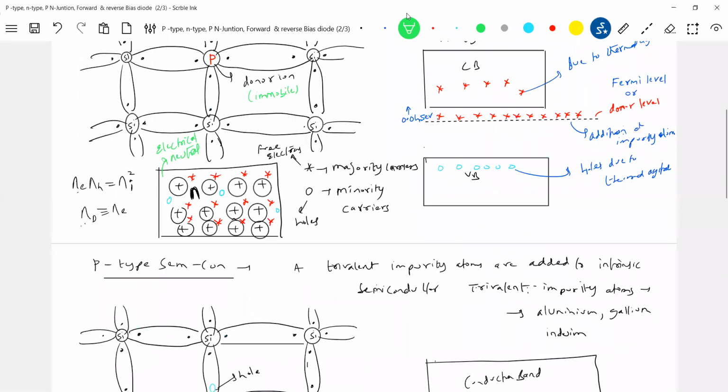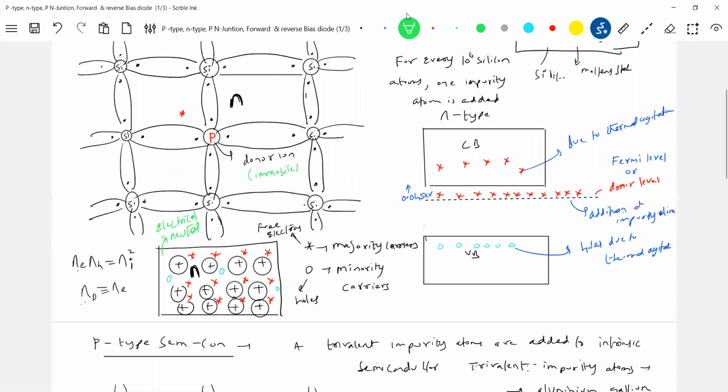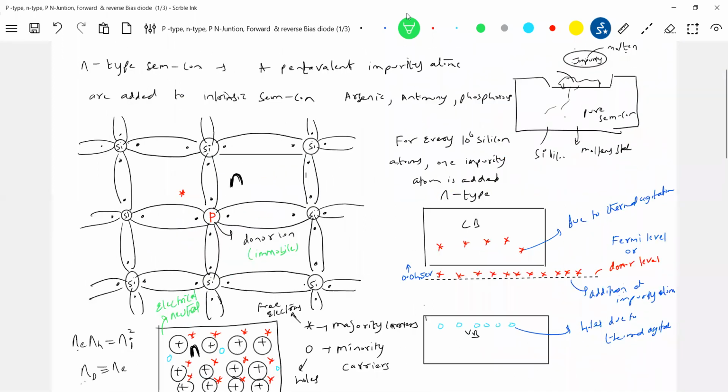Okay, this is about the construction, like how to construct the p-type and n-type. Let me bring these two and I'll join them. So usually what is silicon? Solid, no? What about the impurity atom? They're solid. But how do I dope? They are not in solid state. They'll be in molten state.